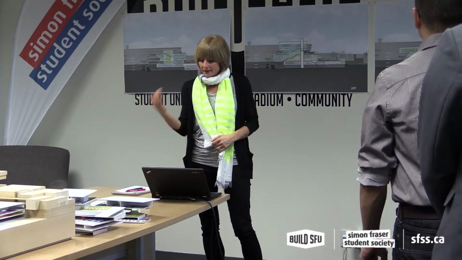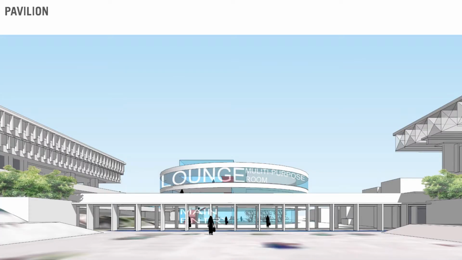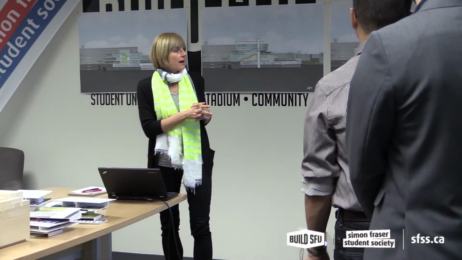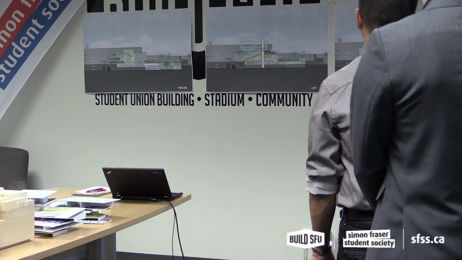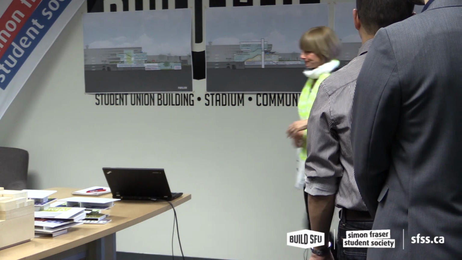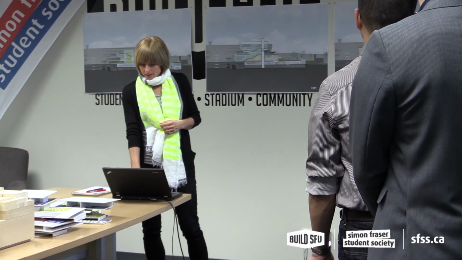And then a view standing in Freedom Square looking south. Because the building is set back, it looks quite small in here, that pavilion piece. But it's set a little bit further back, so we get that forecourt and that sense of space around the building. Any questions?